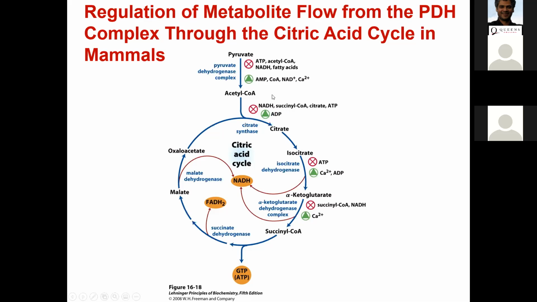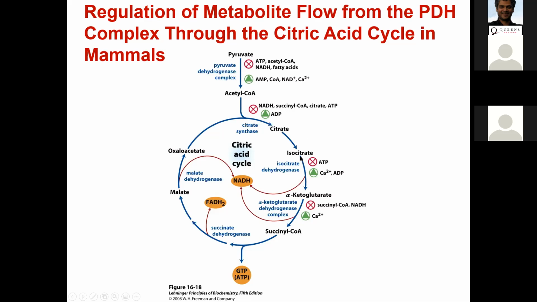Remember, both ADP and AMP reflect low energy status of the cell. But you can see that ADP is not an allosteric ligand of pyruvate dehydrogenase complex, right? Vice versa, AMP is not an allosteric ligand for citrate synthase. So that's something that you have to pay attention to. I always tell students.